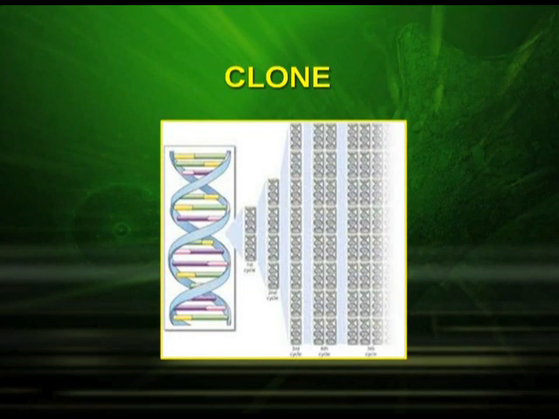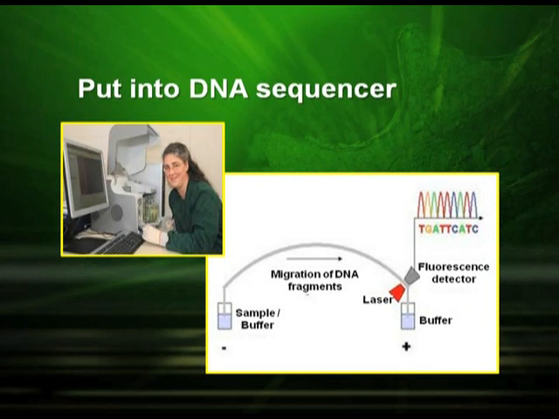After that, the DNA is put into the DNA sequencer. As you can see in the picture, the sample buffer that contains the DNA fragments is passed through a laser, and with the help of a fluorescence detector you can see different graphs, different colors for the different bases. A red color for T, a yellow color for G, a green color for A. In this way you have a different color for the different bases and different peaks. So when the DNA fragments are put into the DNA sequencer, you get the base pairs.